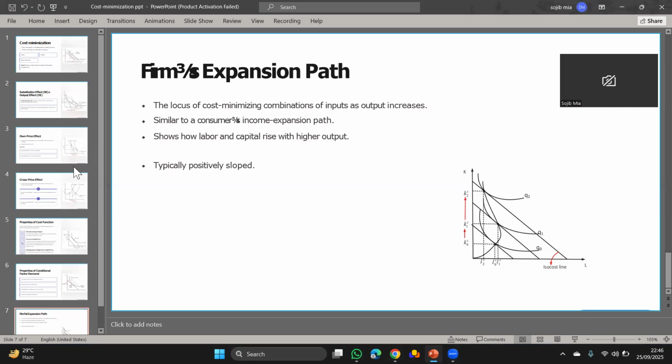In summary, cost minimization helps farms decide how to combine inputs in the cheapest way possible. Understanding substitution, output, own price, and cross price effects, along with the cost function and expansion path, is essential for making efficient production decisions.